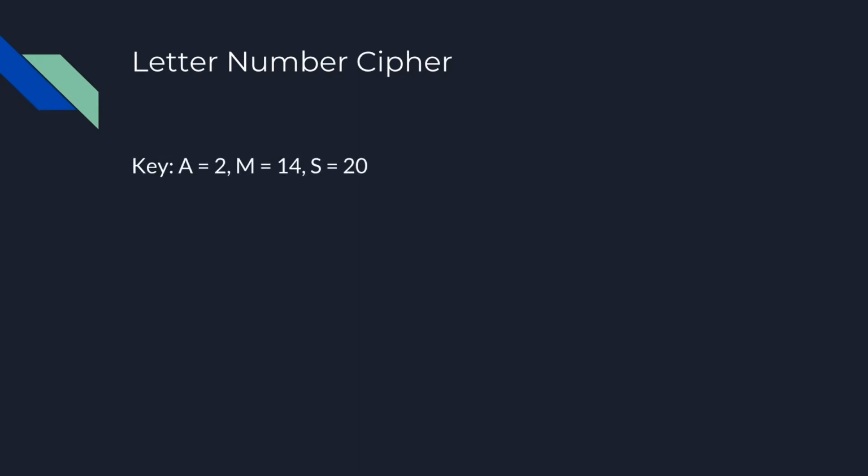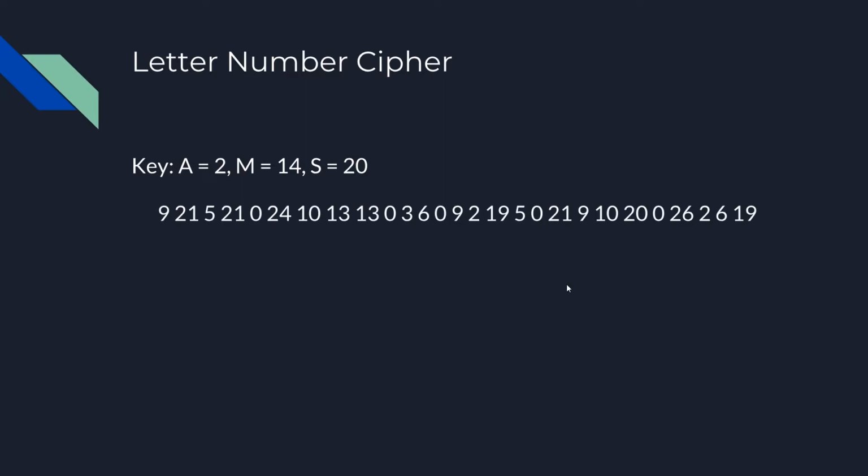Here I have a key for you. A equals 2, M equals 14, and S equals 20. Now, I gave you the hint before, just use the same hint. You got to make your own alphabet. I'm going to show you the code now. Go ahead and pause the video now before I pull up the answer.